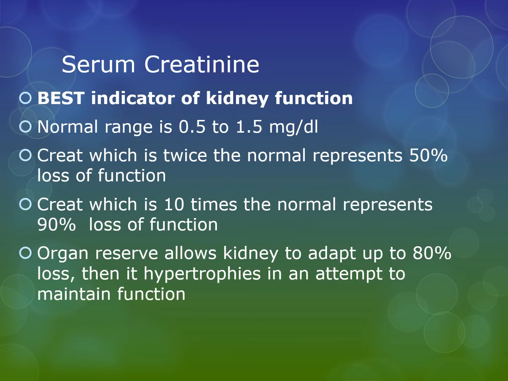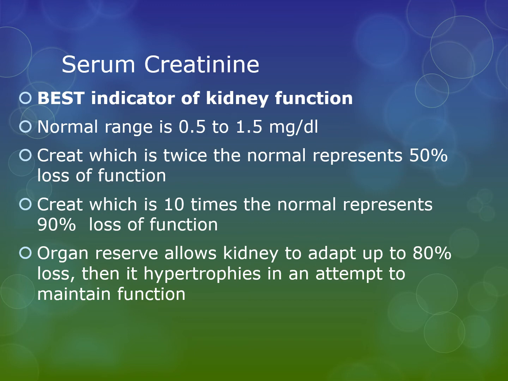So serum creatinine, we mentioned before, is the best indicator of kidney function. That's not to say that we ignore BUN. BUN is still valid, but other things can tamper with BUN numbers, whereas with creatinine, that's really going to show us what's going on with the kidney. So knowing the normal range of 0.5 to 1.5 is something that I want you to have in your brain. And you can utilize that to help you figure out what's going on with your patient in the clinical setting.